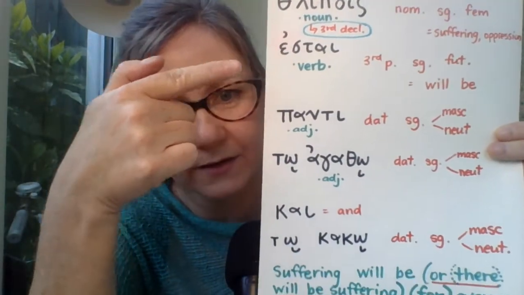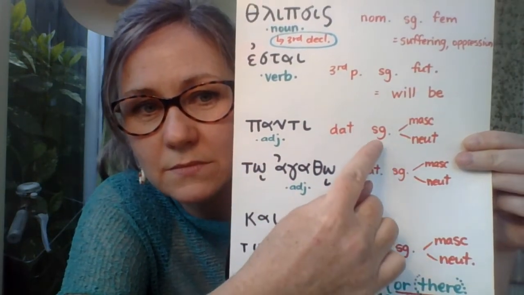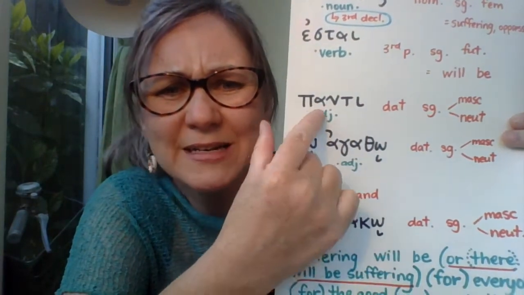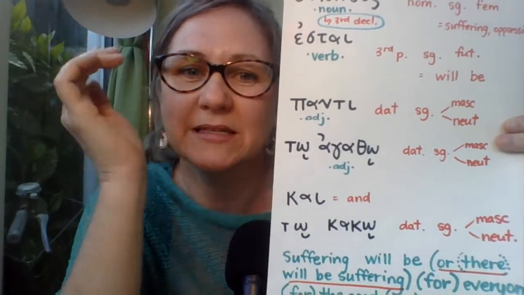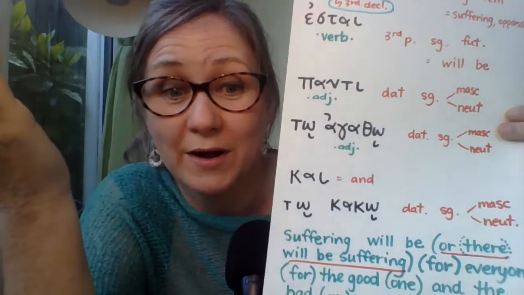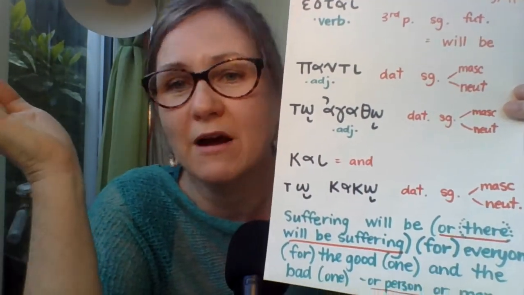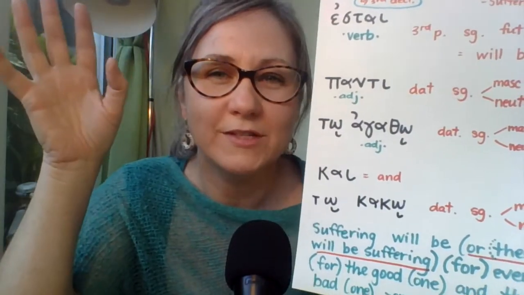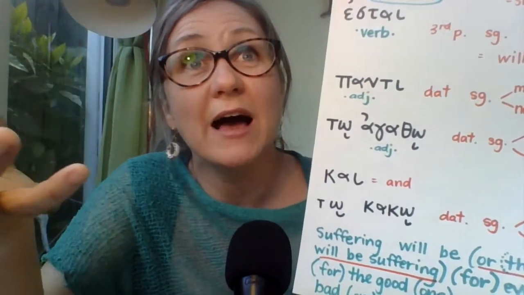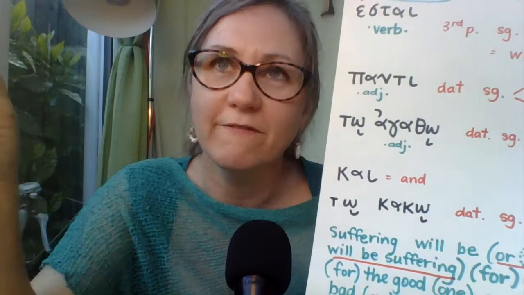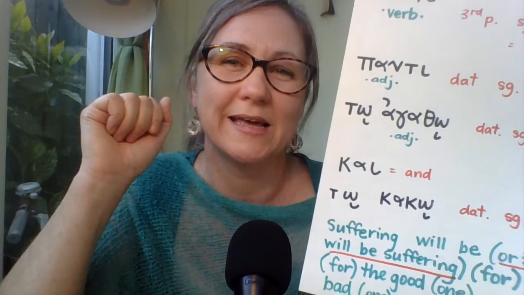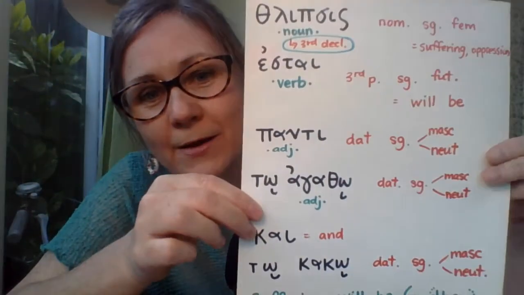Suffering will be, do I say to everyone or to all? Well, singular, so I'm going to try and choose a singular meaning. I'm going to say to everyone or for everyone. So I've got suffering will be for everyone. That's not a great English sentence, so you could supply the word there. That's perfectly acceptable to say there will be suffering for everyone. That's more like how we would say it in English. So a natural translation could be there will be suffering for everyone.